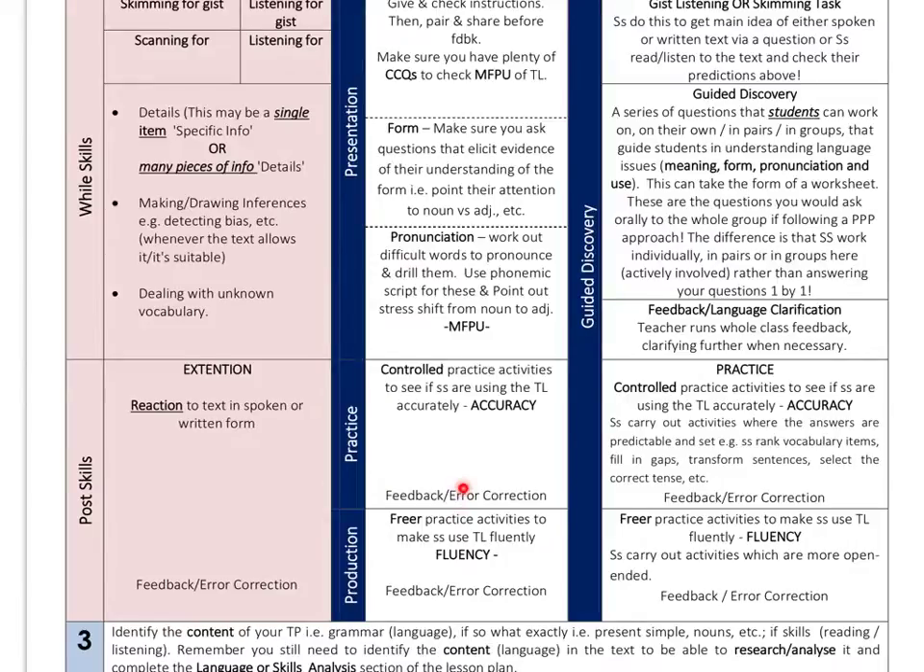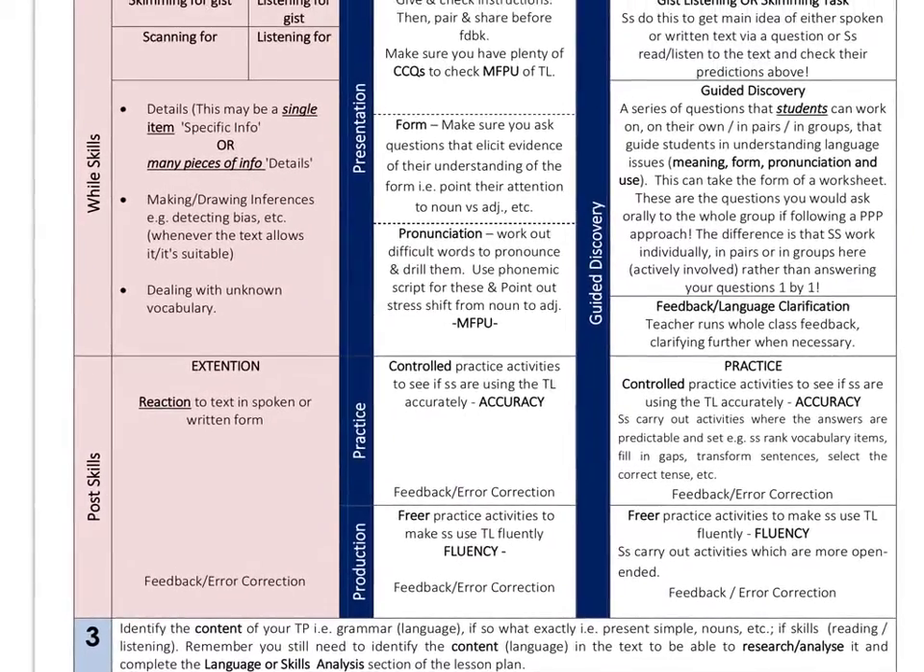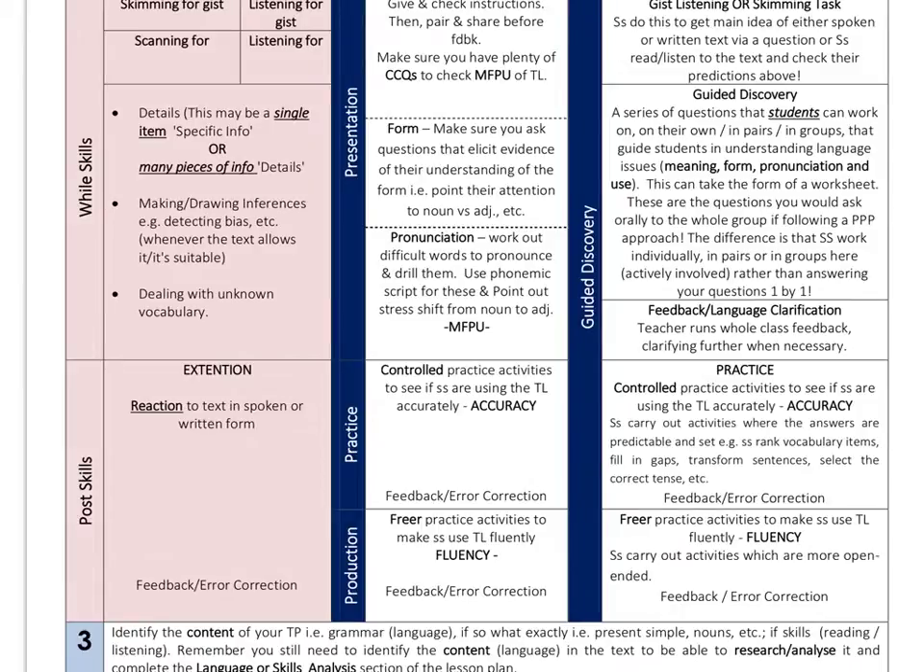Then that leads us to the last stage of the lesson, which would be production. And in production, basically what we want to do is give them more freedom than what we gave them here. So here are freer practice activities to make students use the target language fluently. So we're not so much concerned with how accurately they use it, but how fluently they use it. Again, you set up the task, give instructions, check them, feedback, error correction. Okay, now let's move on.